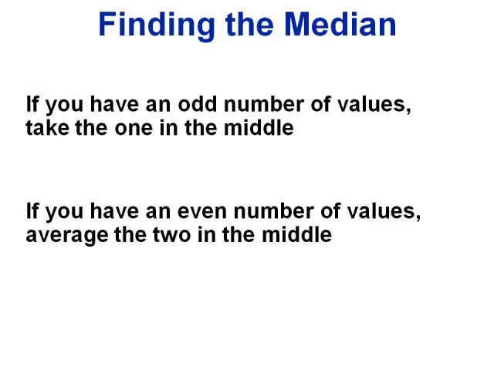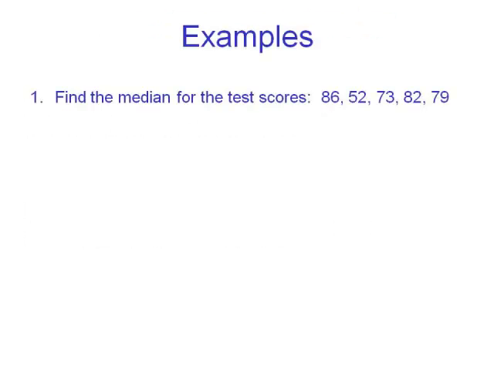Now you'll only actually have a number in the middle if you have an odd number of values. So if you have an even number, the middle would fall between two of them. You take the 2 in the middle and find the mean of those. So add them together, divide by 2. So we'll do 2 examples.